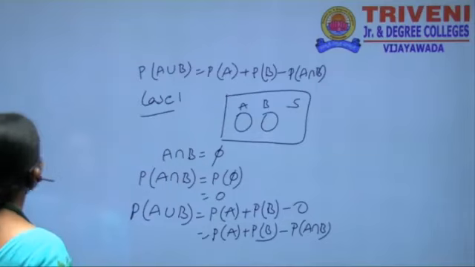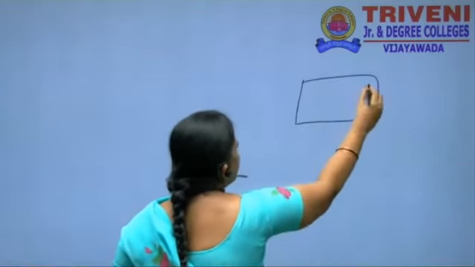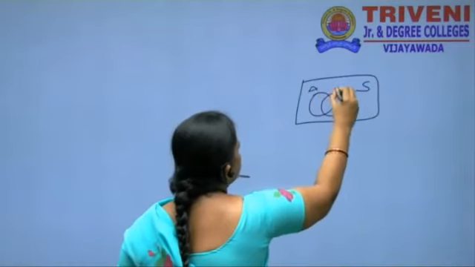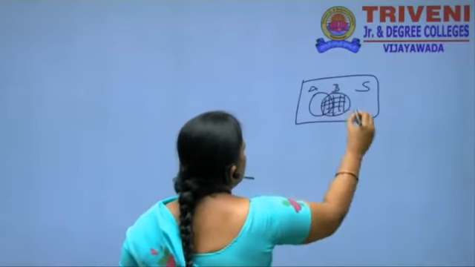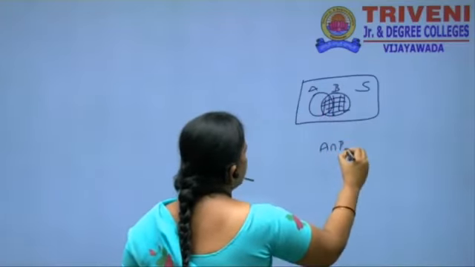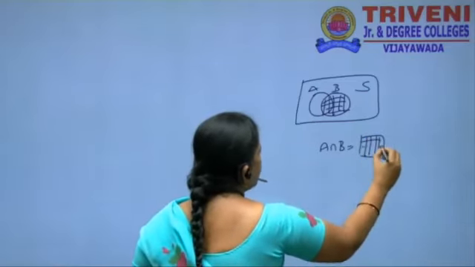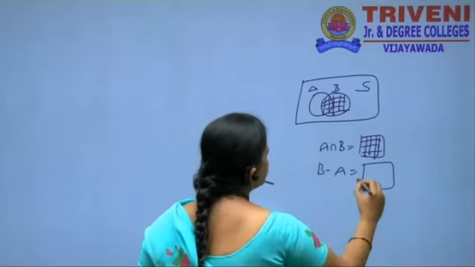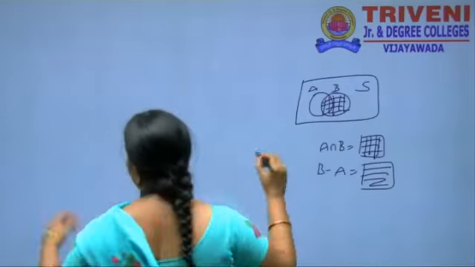And case 2. Case 2 here we have to take in a sample space A and B are two events. Here A intersection B is equal to, and similarly B minus A is equal to B minus A like this.